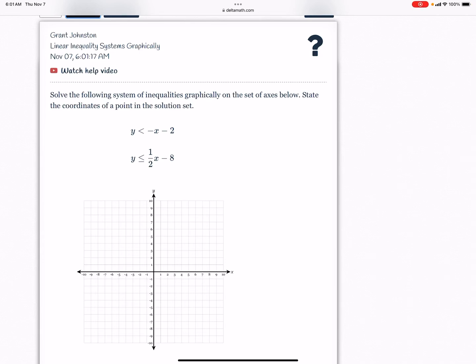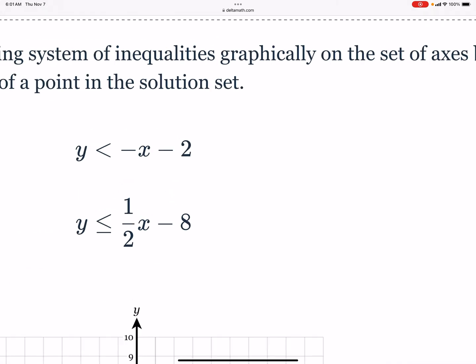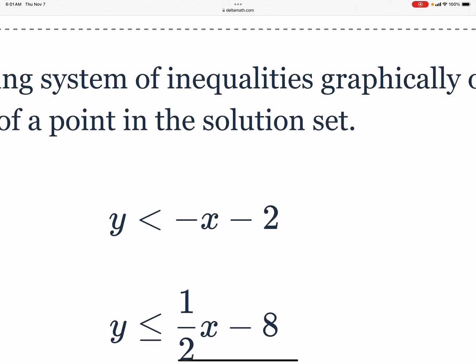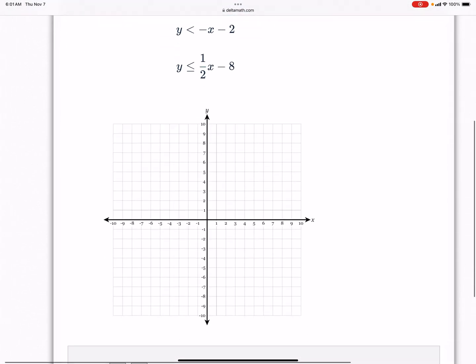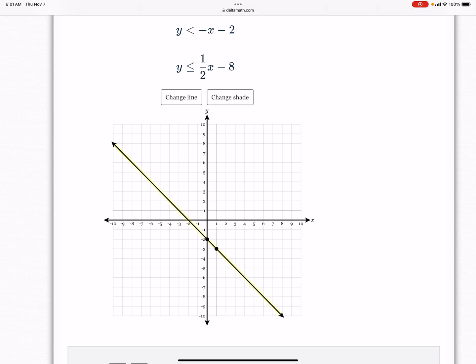Okay, so this video is to help you with your Delta Math assignment, because technically on each one of these problems, there are 7 different things that you have to get correct. So the first thing I have to do is graph this first equation. I have y is less than negative x minus 2. So I'm going to go ahead and graph my line. I'm starting at negative 2, and I'm going down 1, right 1, and there's my line.